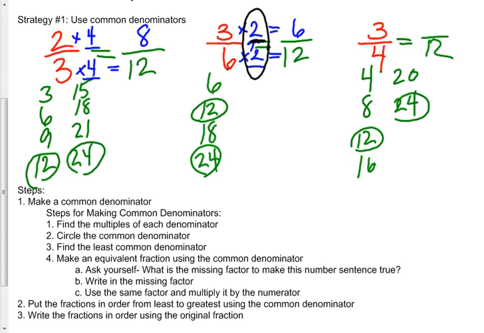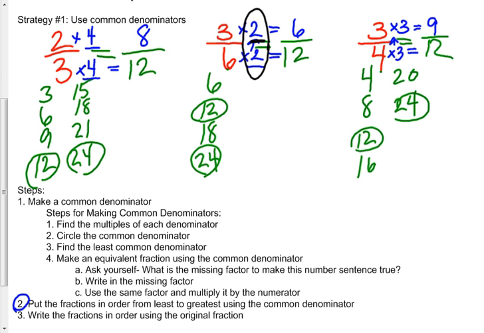Repeat the steps again for 3/4. 4 times 3 equals 12. Bring on up that factor. 3 times 3 equals 9. So now we're going to go down to our bottom steps where it says number 2. Put the fractions in order from least to greatest using the common denominator.